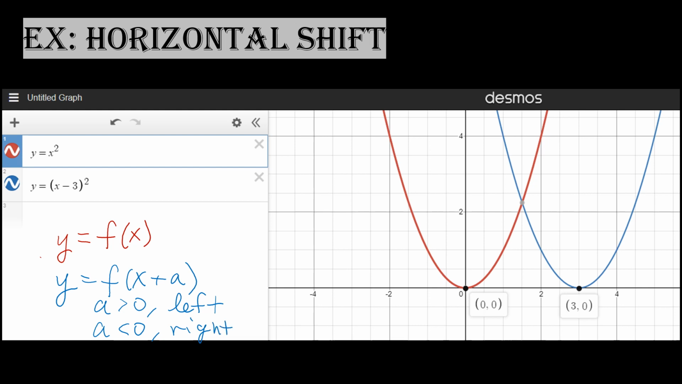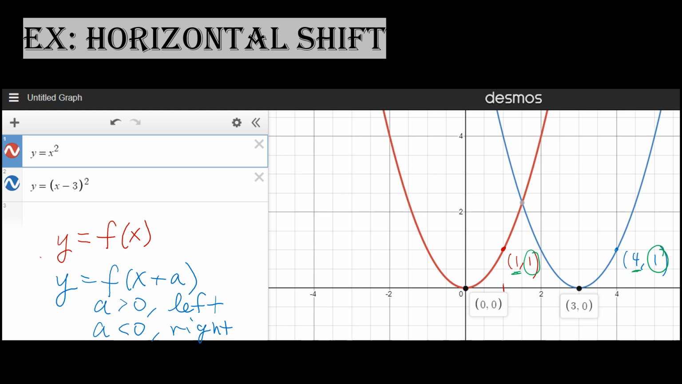Let's quickly look at a single point here. Here we have the point (1, 1). Notice how this is shifted over 3 units. So we have (4, 1). Again, the outputs are still the same, but we're shifting the inputs over 3 units.